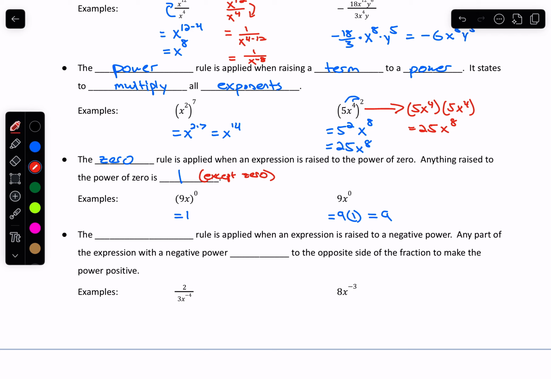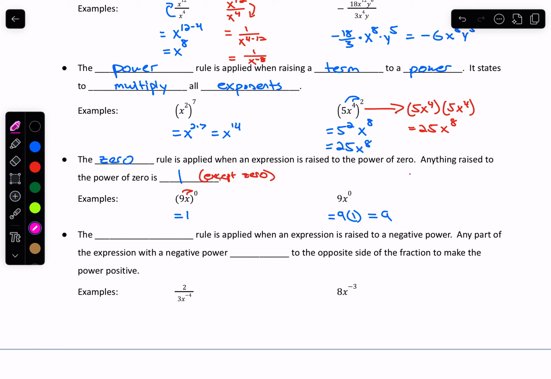In the first example, we would distribute this 0 to both things inside, so we'd be doing 9 to the power 0 and x to the power 0, which is 1 times 1. But in the second example, only the x is raised to the power 0. So now students often want to see a proof of this one, and it's very simple. Why does anything to the power 0 equal 1?